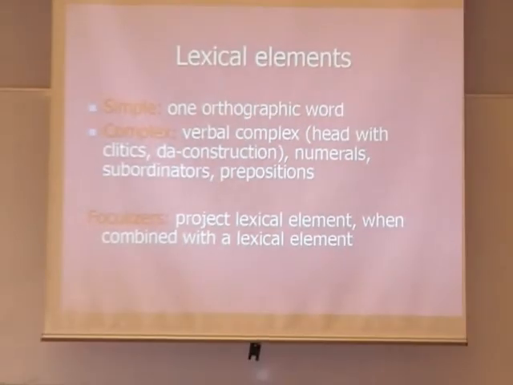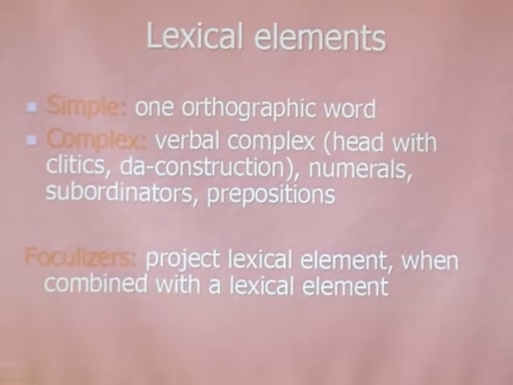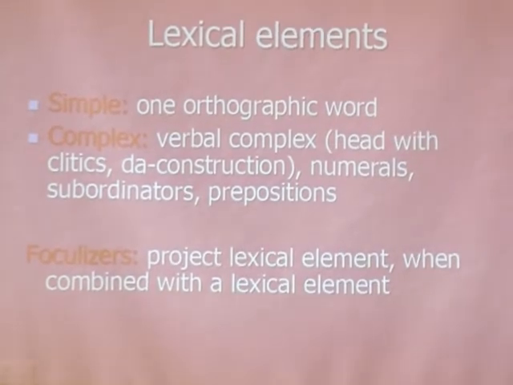If we go to the lexical elements, of course, we have to deal with two types: simple ones, one orthographic word, which is no problem, and complex. So in our Treebank, we allow several levels of lexical signs, which means that sometimes lexical signs combine and they make another lexical sign. We need it for the verbal complex in Bulgarian, the verbal head with clitics, or the so-called da construction. I'll show you an example in a minute.